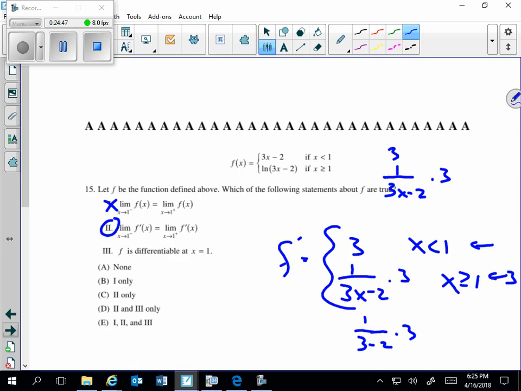F is differentiable. Well, we know it can't be differentiable because statement 1 was not true. A limit must approach the same y value from the left-hand side and the right-hand side. So I know 3's out. So 2 only. C.